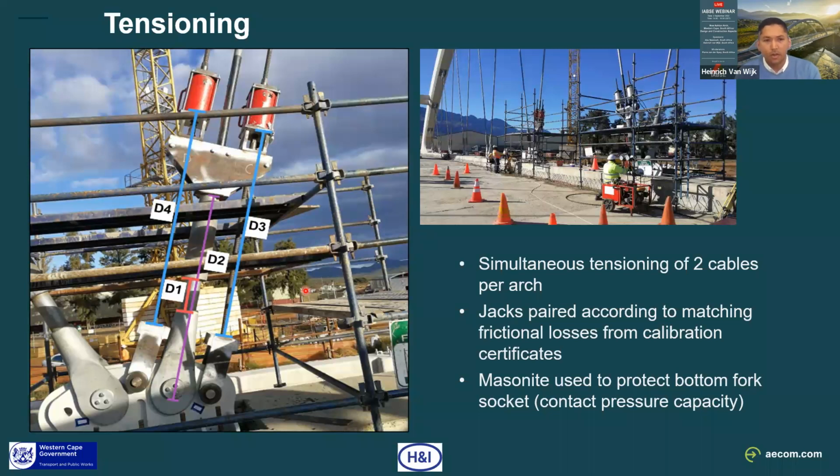It may not be as simple as pre-stressing extension measurements, because the arch rib is quite flexible. So you've got a point on the far side which moves quite a bit. And on the near side, you've got a lot of seating and movement in the fork socket joints. So all of those movements and the extension of the cable have to be taken into account when you're trying to check the elongation of the cable.